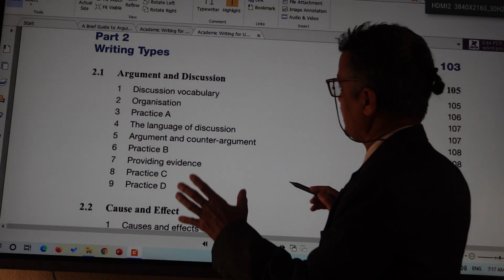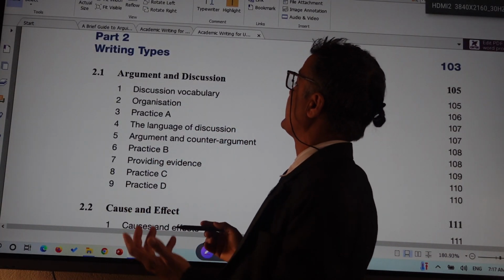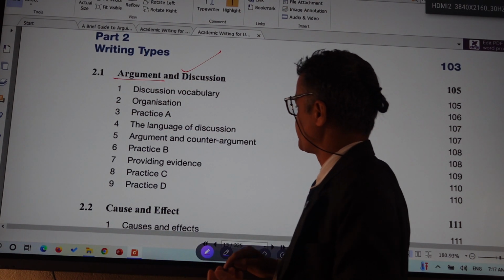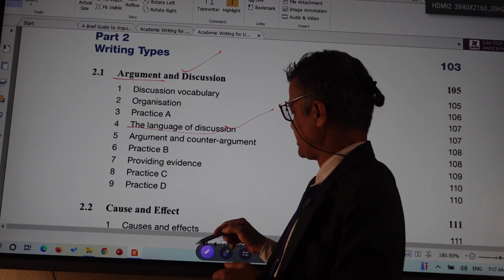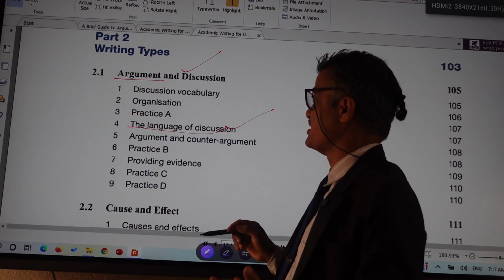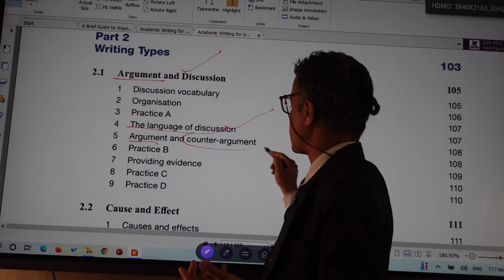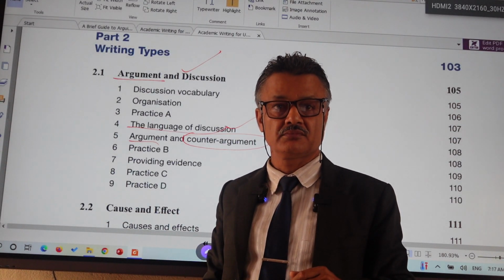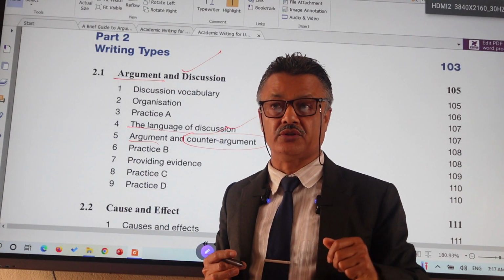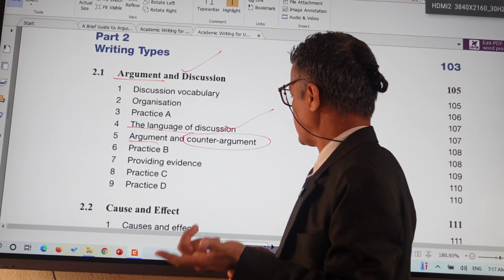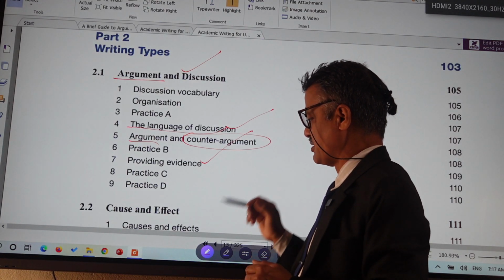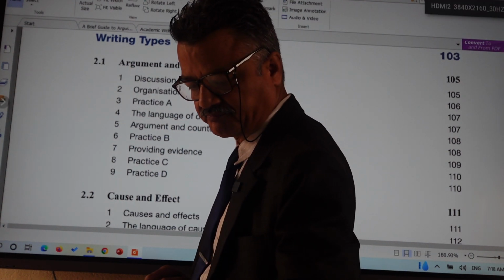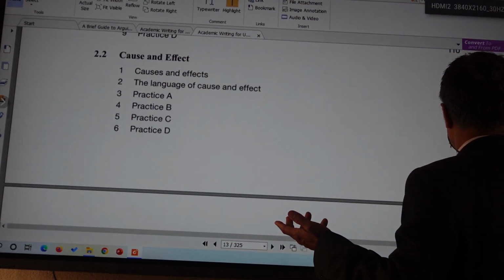Then I said that academic writing is mainly argumentative writing. Here you discuss ideas, right? So you use the language of discussion, and this book tells you how to use the language of discussion. You analyze, you discuss, you make an argument, you make a counter argument, or you take other people's counter argument, you respond to the counter argument. You say something and other people disagree with you, and you respond to them why they are wrong and you are right. You bring evidence as you write. So writing types are argument, and you can write cause and effect essays also.